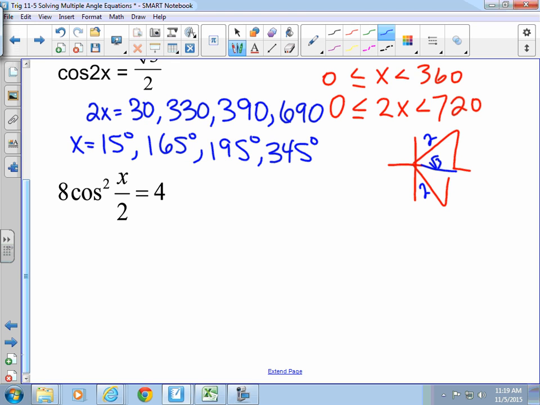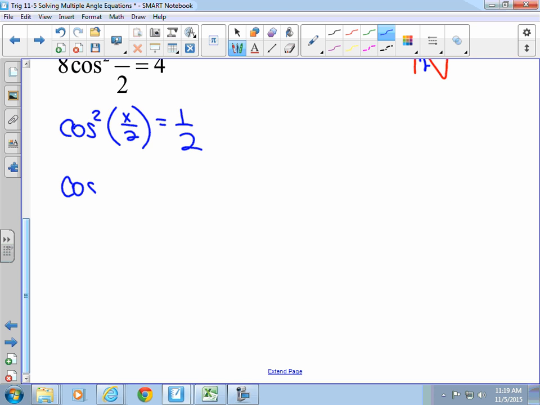Okay, let's look at the next one. What am I going to have to do before I start with the x over 2? Get a cosine by itself. Just like when the angle was a single angle, I'm going to have to get the trig function by itself. So divide by 8. 4/8 is 1/2. Square root both sides. What do you get when you square root things? You get plus or minus, you get 2 answers.